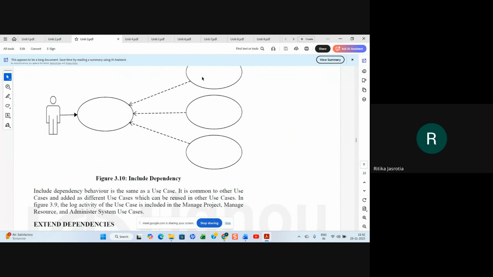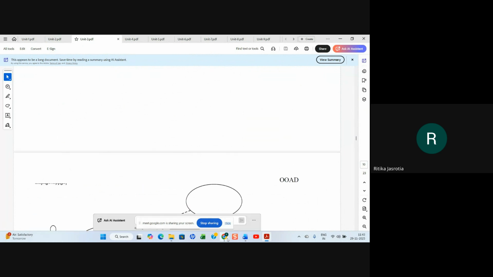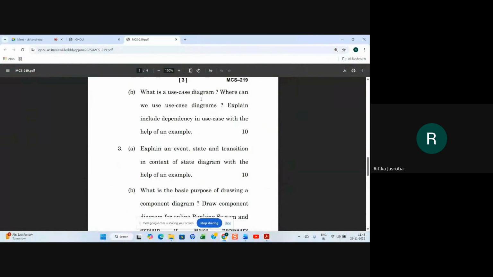It also includes manage project. It also includes manage resource. So something like that. Example, include use case. So one use case can have multiple other use cases which it will be including. So that is what include use cases are. We have also taken this earlier, that this explains the include dependency used in the use case with the help of an example.